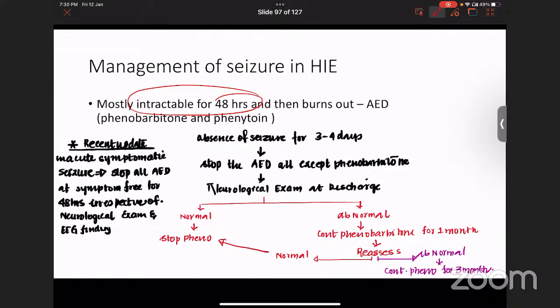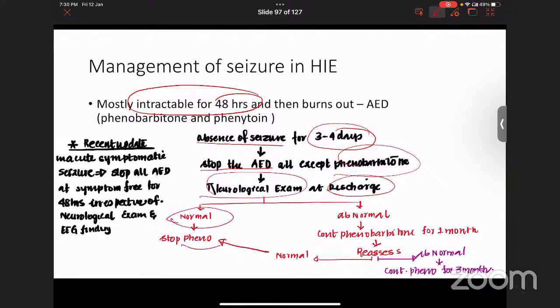and then you have to see for how many days the seizure is absent. If the seizure is absent for 3 to 4 days, you have to stop all the AEDs you started except phenobarbital. At the time of discharge, you do a neurological examination. If the neurological examination is normal, stop phenobarbital. But if the tone is increased, the baby is somewhat lethargic, hypertonic, then it is an abnormal neurological examination. Then you have to continue phenobarbital for another 1 month. Then ask the mother and father to bring the child again after 1 month. If on reassessment after 1 month it is normal, then stop phenobarbital.